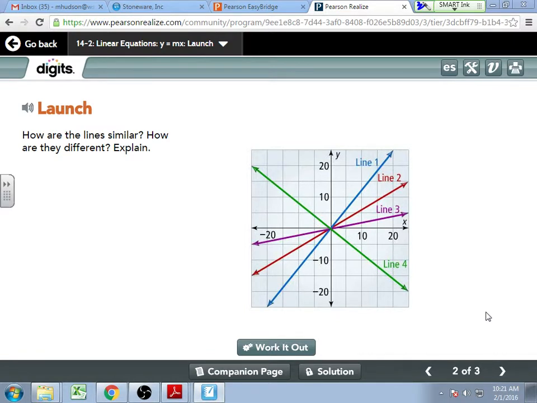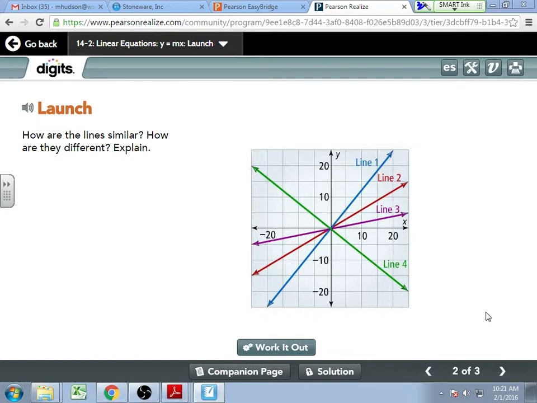So when we look at these lines, what do they all have in common? What do they all have different? They're all straight. They're different colors. They go through the origin. They're all proportional. We've already said what it takes to be proportional. We said they're all straight, and we said they're all through the origin. So that made them all proportional.